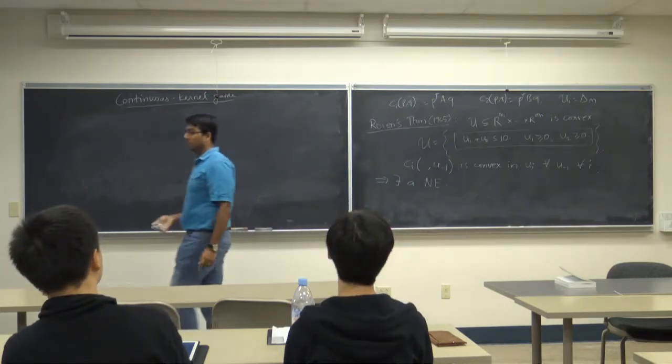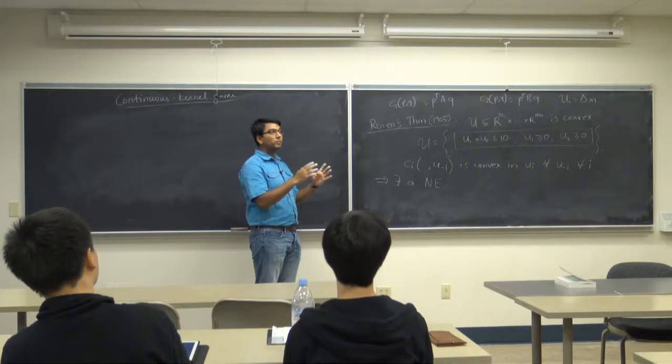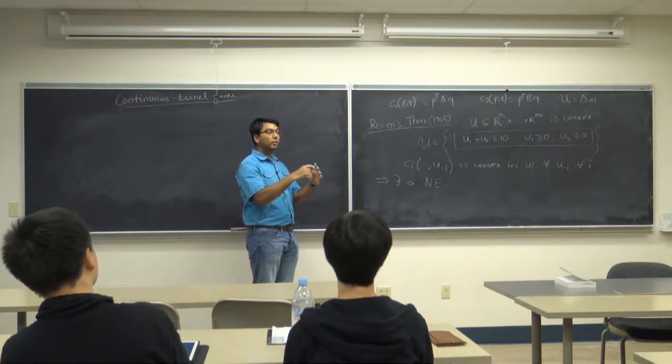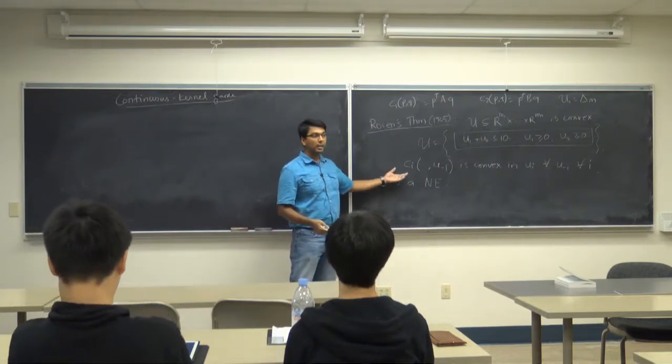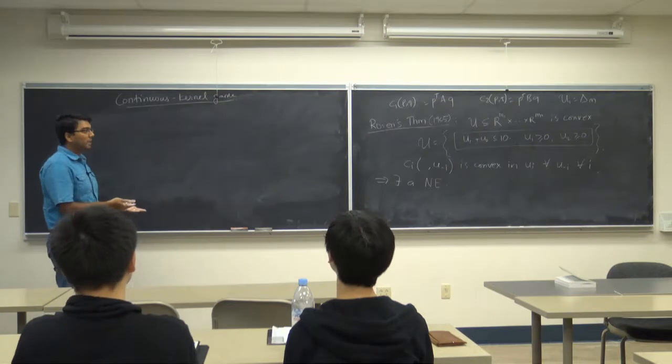So perfect, proper, and all those equilibrium concepts have been well-defined and well-studied for finite games and for games in extensive form. But for these classes of games, I haven't seen any papers. That doesn't mean there may not be, but I just haven't seen it.